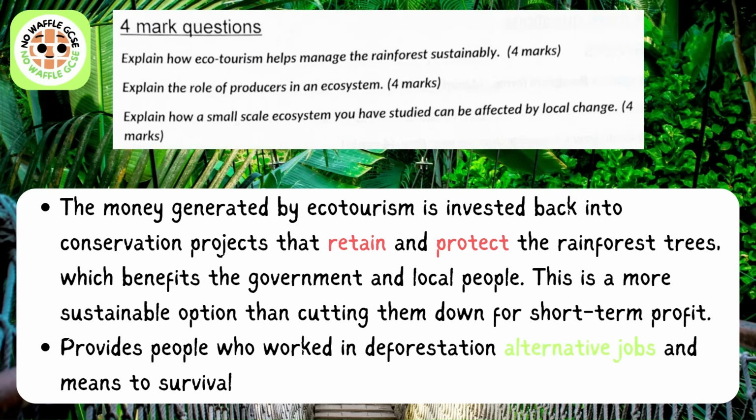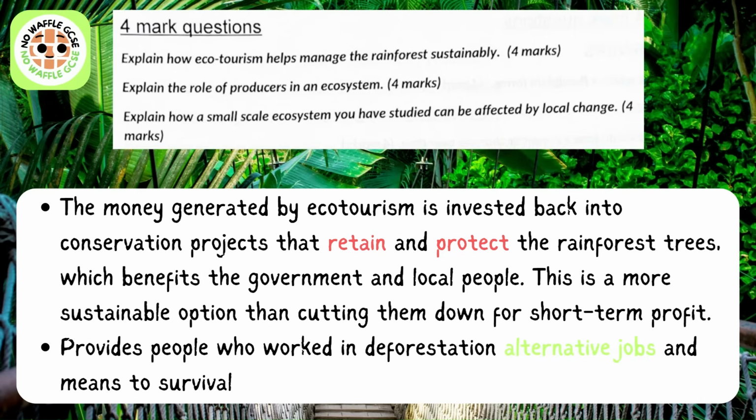So, the money generated by ecotourism is invested back into conservation projects that retain and protect the rainforest trees. This benefits the government and the local people. This is a more sustainable option than cutting them down for short term profit. Another useful thing is that it provides the people who've worked in deforestation alternative jobs and a means to survival.